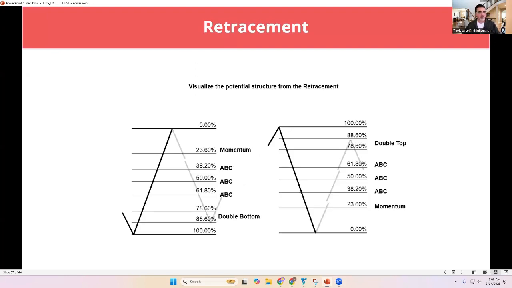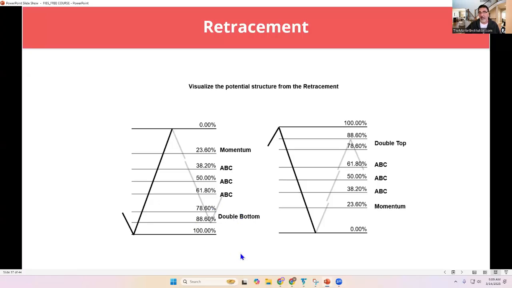When we're looking at our price patterns, Fibonacci retracements, okay, of a 23.6, a small retracement, is often associated with a momentum move. It's going to continue in the direction of the prior swing. A 38.2% retracement, the 50%, and the 61.8% often coincide with an ABC pattern. When we're looking for double bottoms or double tops, 78.6, 88.6 retracements tend to be what we're anticipating.